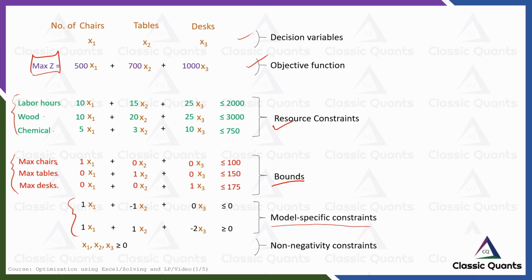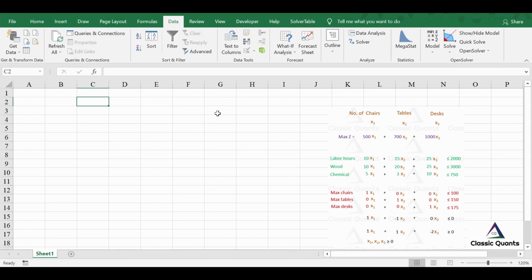And then there were two more specific ratio constraints, which were basically model specific constraints and cannot be classified in any particular category. And of course, finally there were non-negativity constraints. These type of problems are often known as product mix problems. And now let us see how to solve this problem using Excel Solver. Now we will go to the Excel sheet directly from here. So this is my Excel sheet.